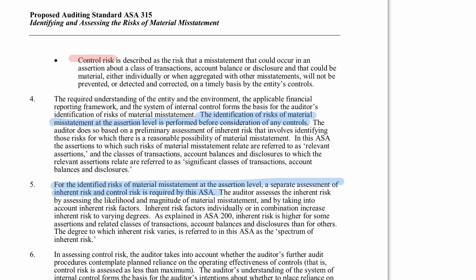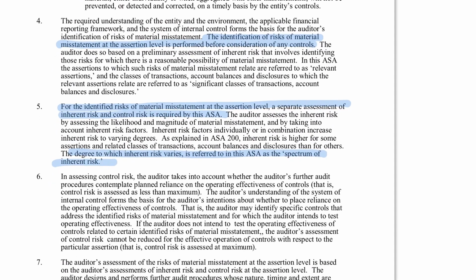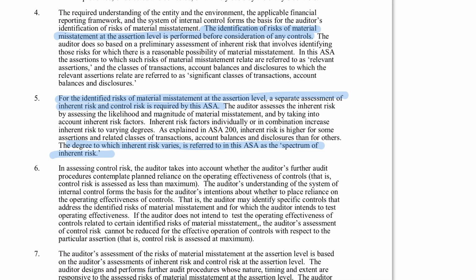and the degree to which inherent risk varies is referred to as the spectrum of inherent risk. And this is really important because risks could be low risk, medium risk, high risk. Not everything that might pop up as an inherent risk is going to be something that you're going to want to do something specific about in terms of planning the audit. Now, the standard in paragraph 6 also gives another nice clear instruction. The auditor may identify specific controls that address a risk of misstatement and that they intend to test for operating effectiveness.